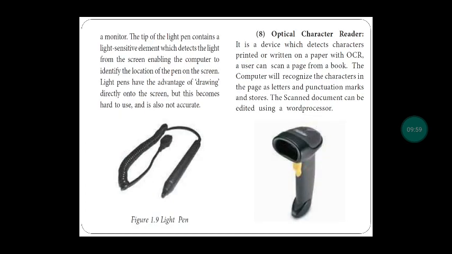And next one is the light pen. This light pen is a pointing device. It is shaped like a pen and it is connected to the monitor. By moving the light pen on the monitor, we can write, and a light sensitive element is used and detects the light, and it is very hard to use. For drawing purposes, it is not a good success.